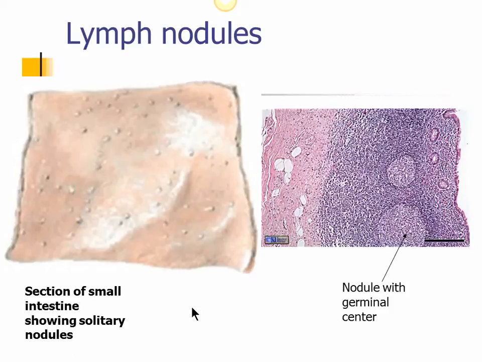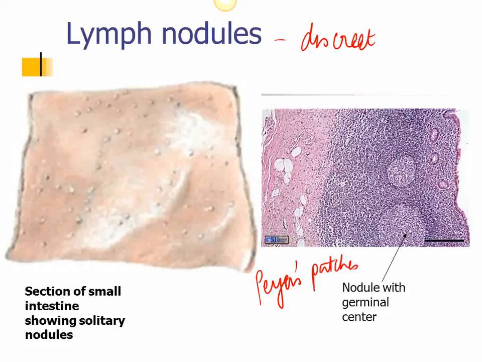Let's look at lymph nodules or lymph follicles, and these are discrete lymph nodules which are present as part of other organs, and these are seen anywhere in the bronchus, in the respiratory tract, gastrointestinal tract. In the small intestine, they are known as Peyer's patches. When they are present in the small intestine, they are given a special name. They are called Peyer's patches. Elsewhere in the gastrointestinal tract, you see them, but they don't get a special name.